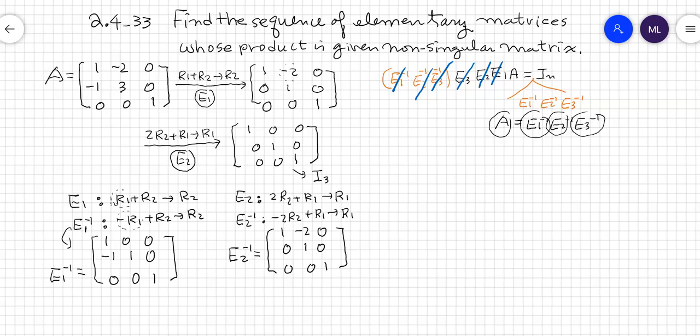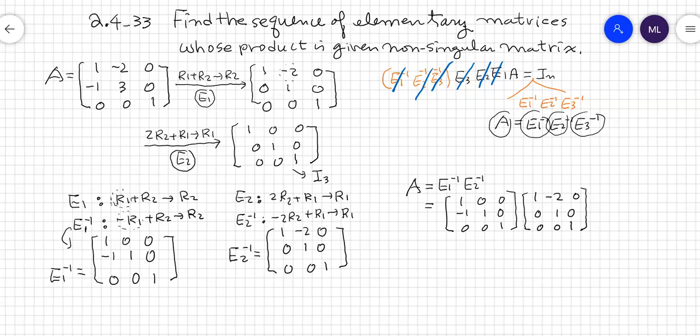So here, what is A? We only have 2 elementary operations involved. A is E1 inverse times E2 inverse. Okay, so E1 inverse is 1, 0, 0, negative 1, 1, 0, 0, 0, 1, and then 1, negative 2, 0, 0, 1, 0, 0, 0, 1. Okay. So that's what I mean by find the sequence of elementary matrices whose product is the given A.